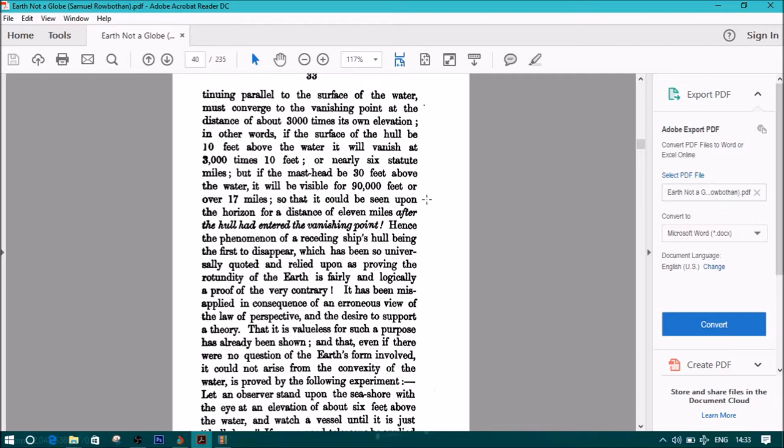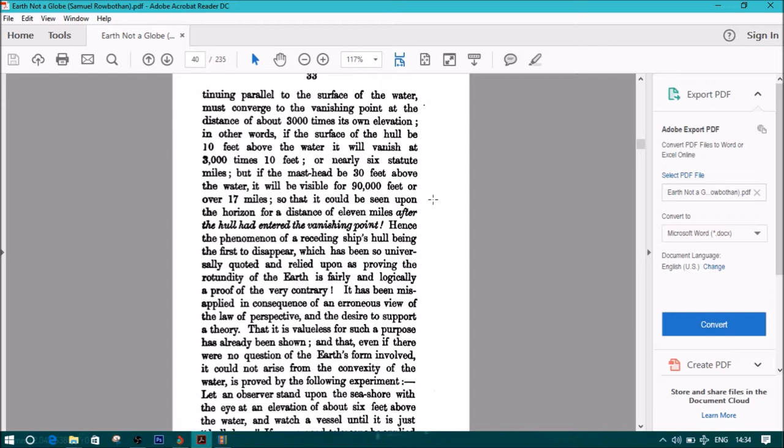But if the masthead be 30 feet above the water, it will be visible for 90,000 feet, or over 17 miles, so that it could be seen upon the horizon for a distance of 11 miles after the hull had entered the vanishing point. Hence the phenomenon of a receding ship's hull being the first to disappear, which has been so universally quoted and relied upon as proving the rotundity of the Earth, is fairly and logically a proof of the very contrary. It has been misapplied in consequence of an erroneous view of the law of perspective and the desire to support a theory.